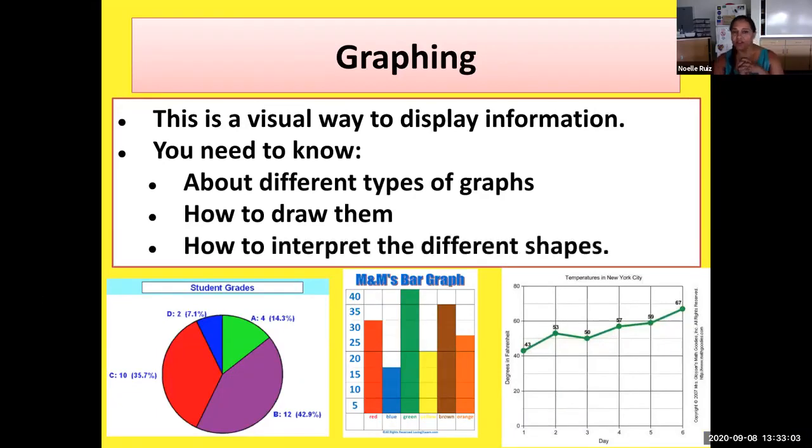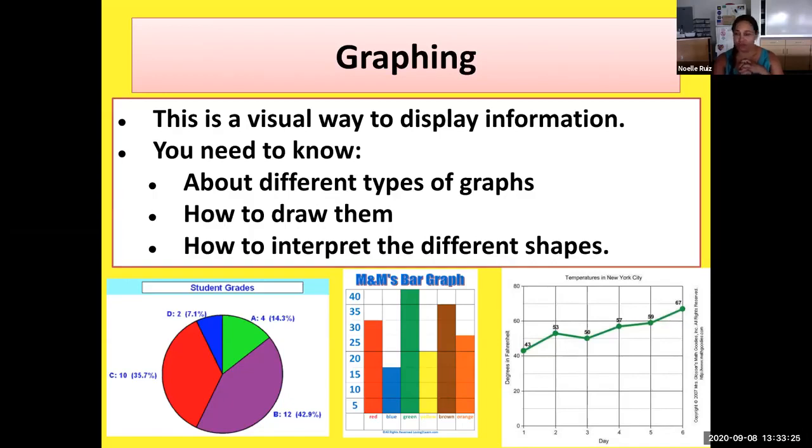So graphing is a visual way to display information. There's all kinds of different graphs. You should have seen graphs up to some point. You guys are all 10th, 11th, and 12th graders. So up to this point, you should have seen a graph in one of your classes. So you need to know about different types of graphs. You need to know how to draw them. You need to know how to interpret the different shapes.